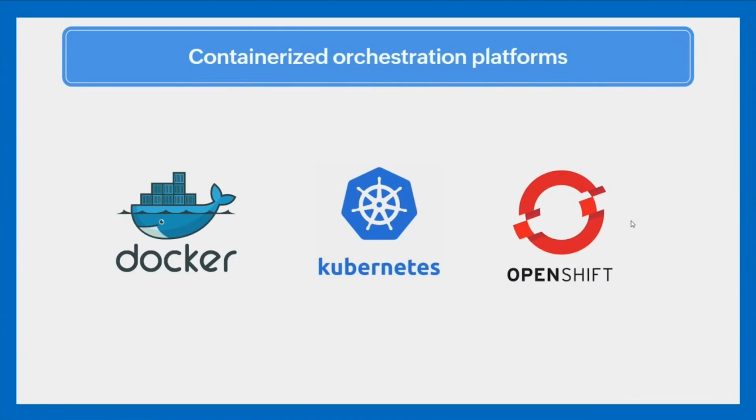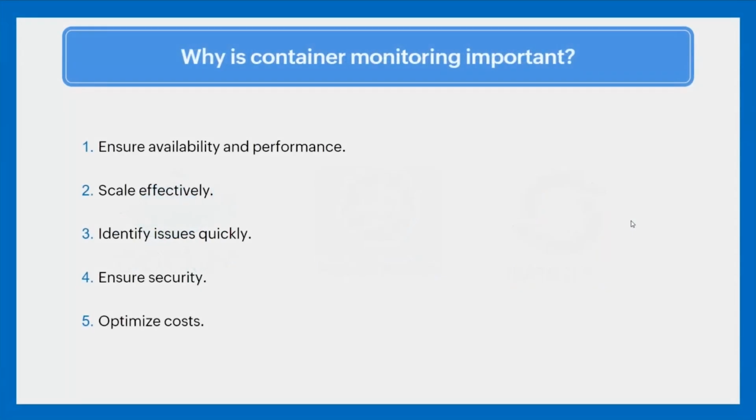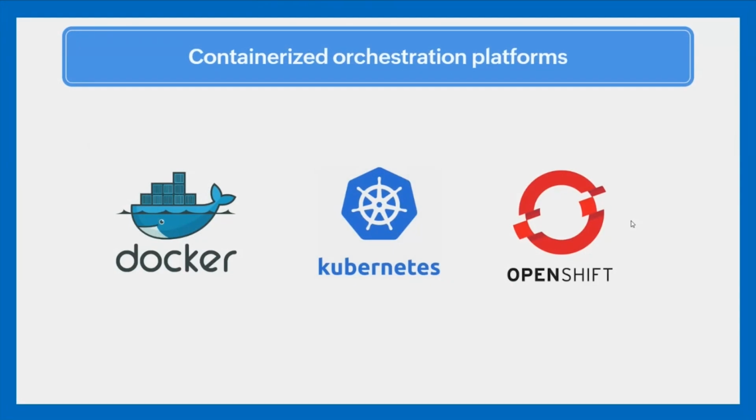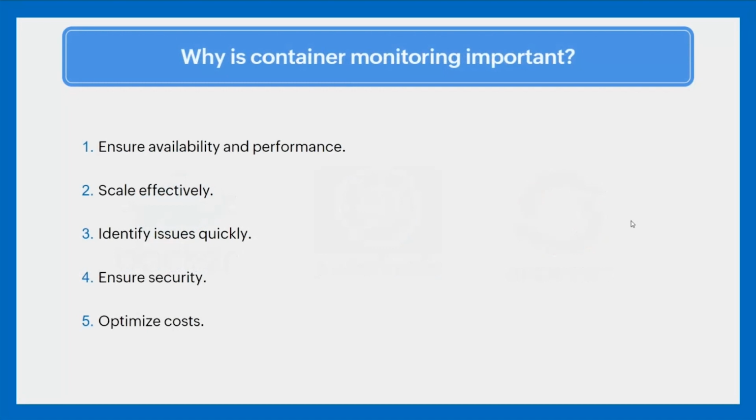Containerized applications are typically smaller and more modular than traditional monolithic applications, which makes it easier to manage and deploy. So, why is container monitoring important? In Applications Manager, you can monitor Docker, Kubernetes, and OpenShift platforms. So, let's now talk about why container monitoring is important. Firstly, it helps ensure that all mission critical containerized applications are available and are performing as expected. By monitoring metrics such as CPU and memory usage, response time, and throughput, you can quickly identify issues and take action before they impact the users.